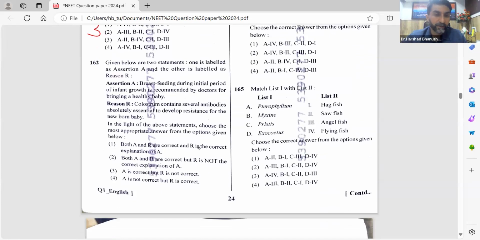Breastfeeding during initial period of infant growth is recommended by doctors. This is the correct explanation, a correct assertion. And the reason is also correct because there are antibodies being passed on. So here the answer would be 1.